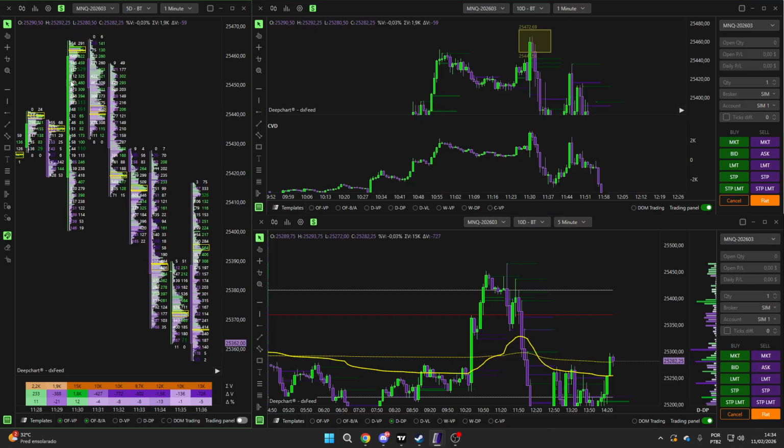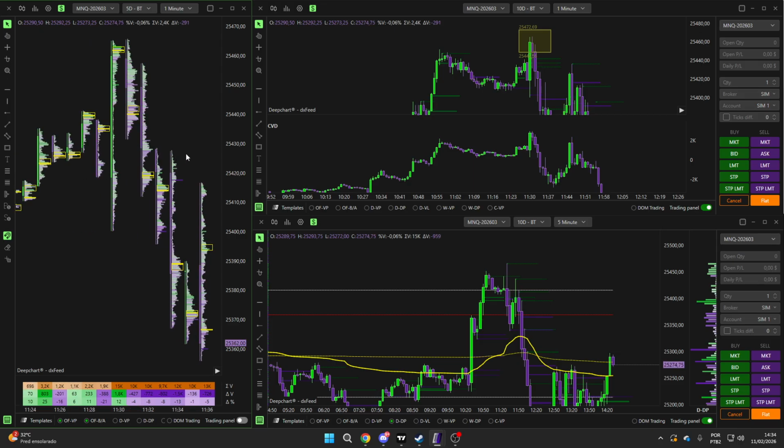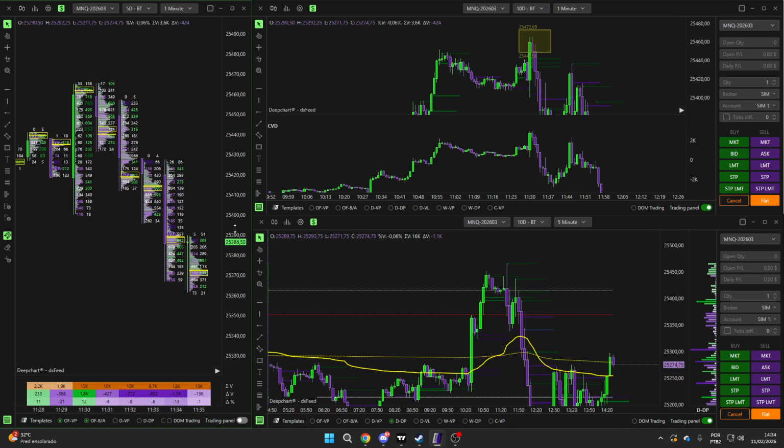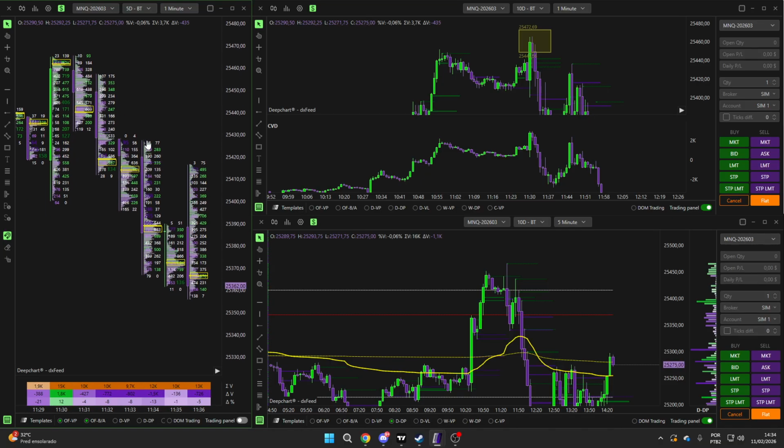And if you see the point of control of each candle right here, you can see we are pushing price lower and lower and lower. The point of control of each candle, the high volume of each candle, is lower and lower and lower. So this is confirming to me that we're going to go lower.